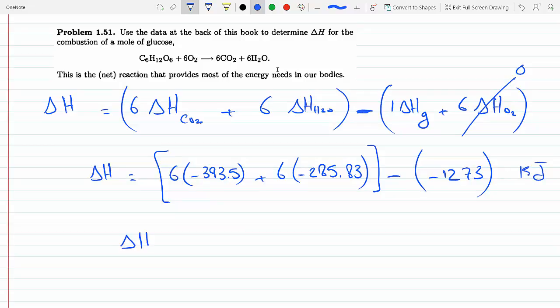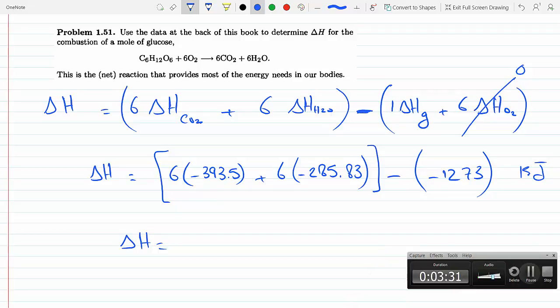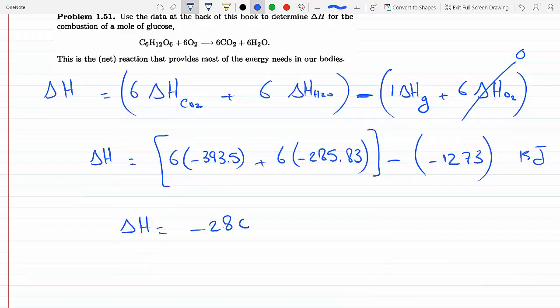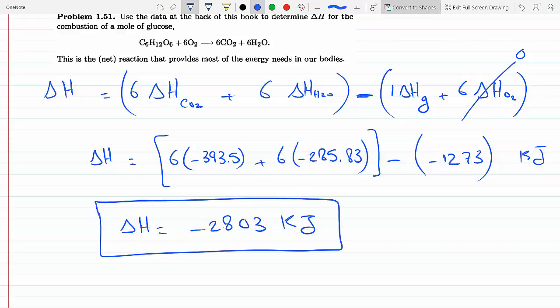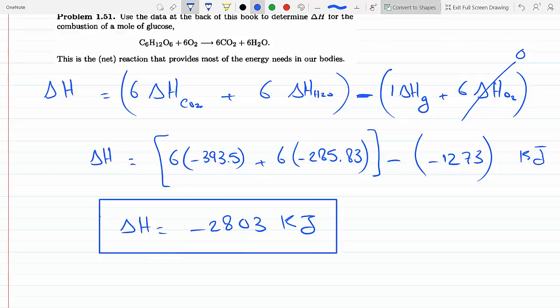Okay, and so plugging this in, negative 2803 kilojoules for every 1 mole of glucose. This concludes this problem.